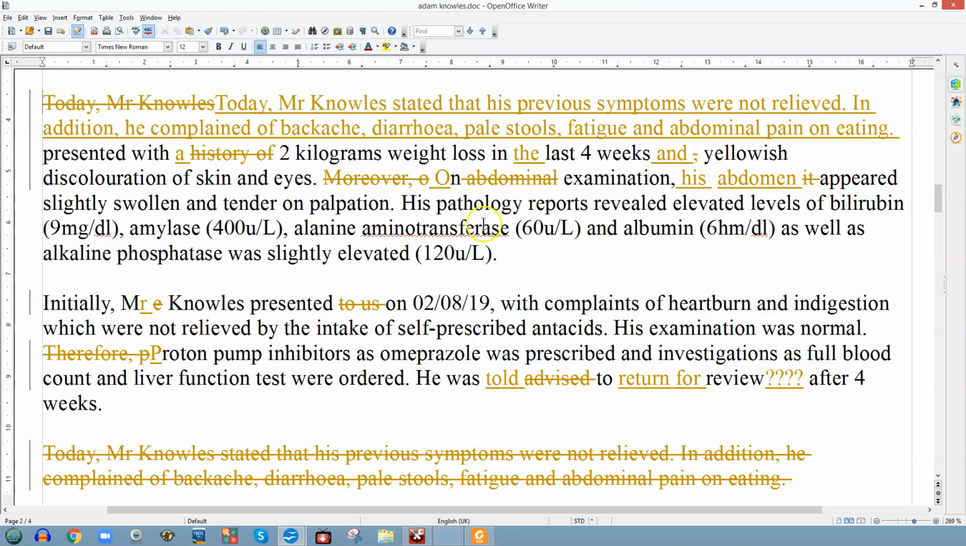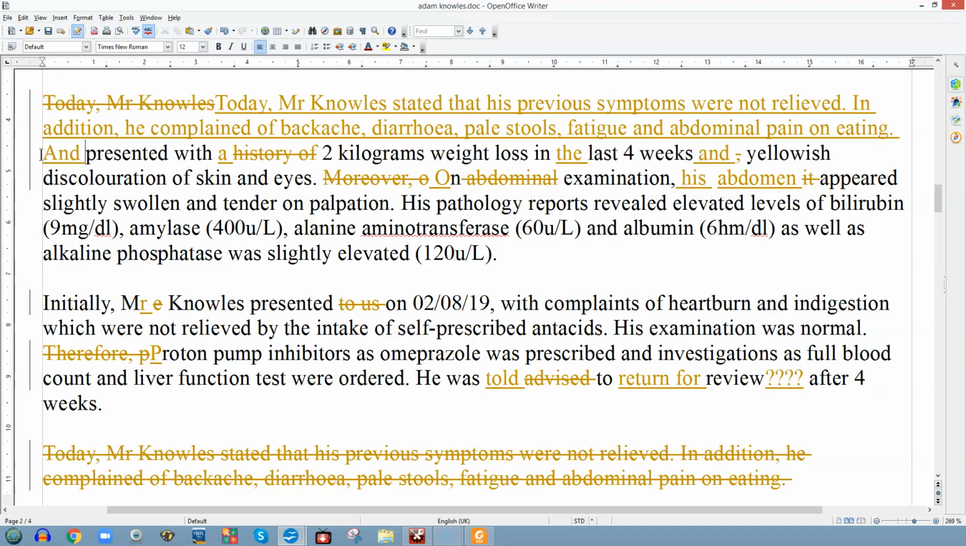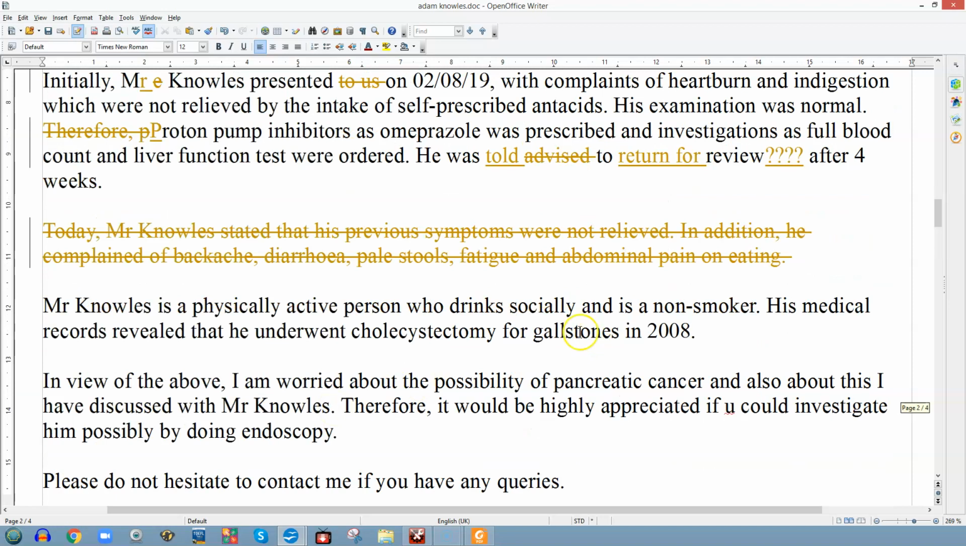So, eating, and a 2 kilogram. Okay, so you'd have to do it like that, because if you don't, it's going to affect the organisation score. Okay. Active person. It's okay. That's not bad.